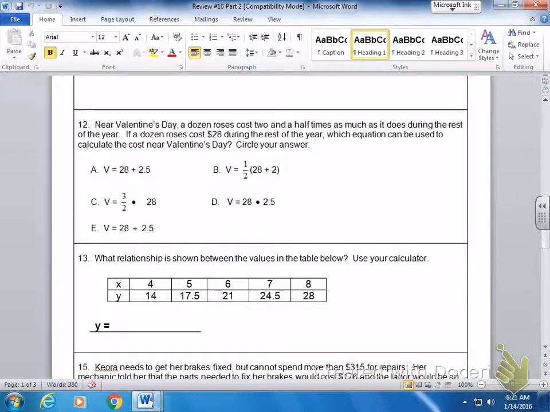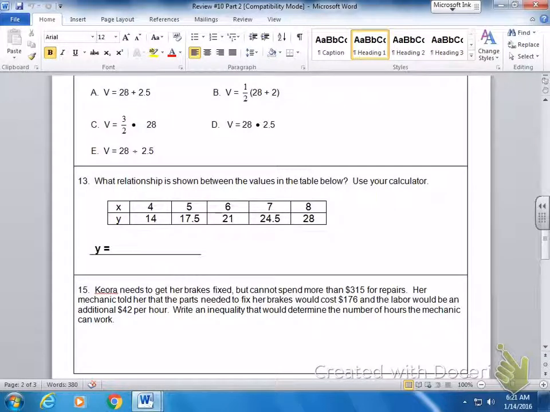Let's look at number 13. I really just want to talk about it really quick because it's a fairly easy problem. This says what relationship is shown between the values in the table below. Use your calculator. Guys, this is just putting it in your calculator into the stat function.